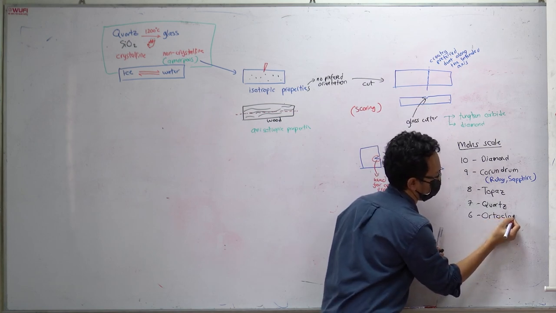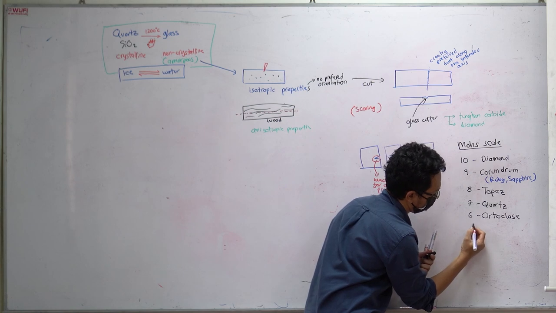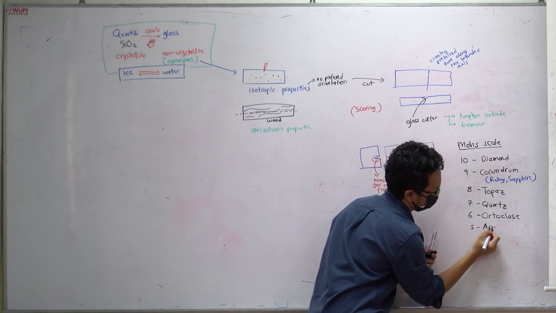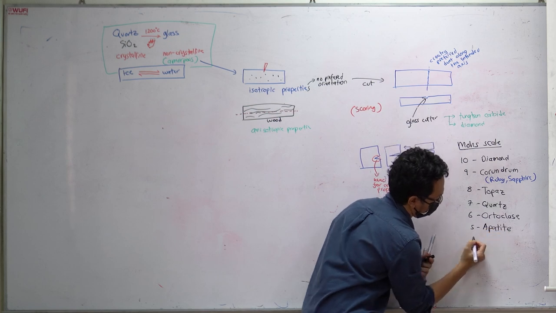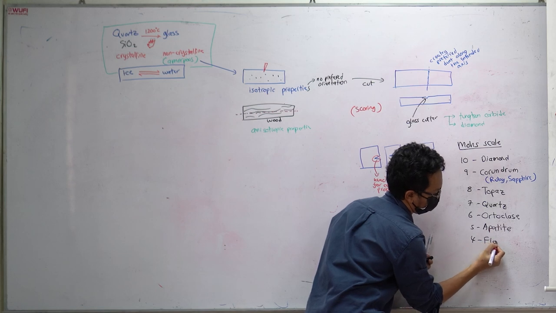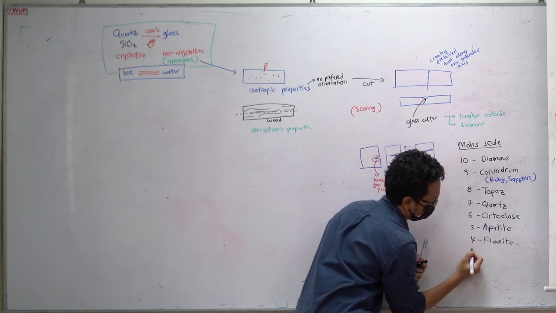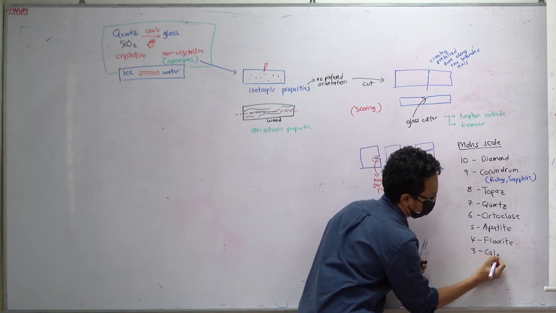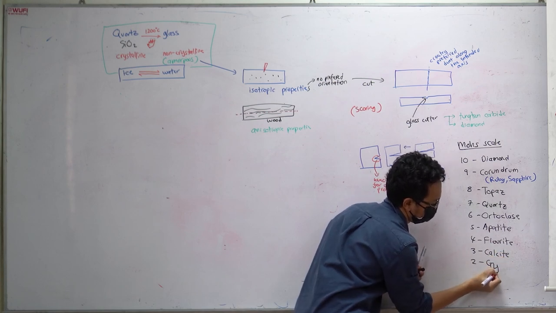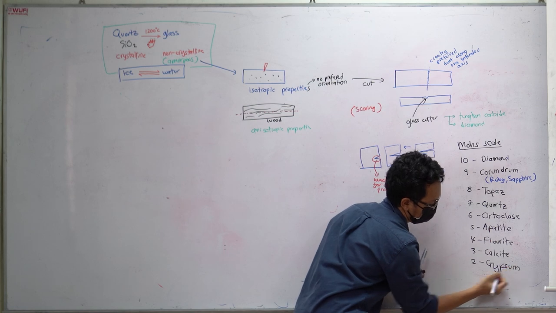Orthoclase, it's a mineral. And then number five, you have apatite. And then number four, you have fluorite. And then number three, you have calcite. And then number two, you have gypsum. And then you have number one.